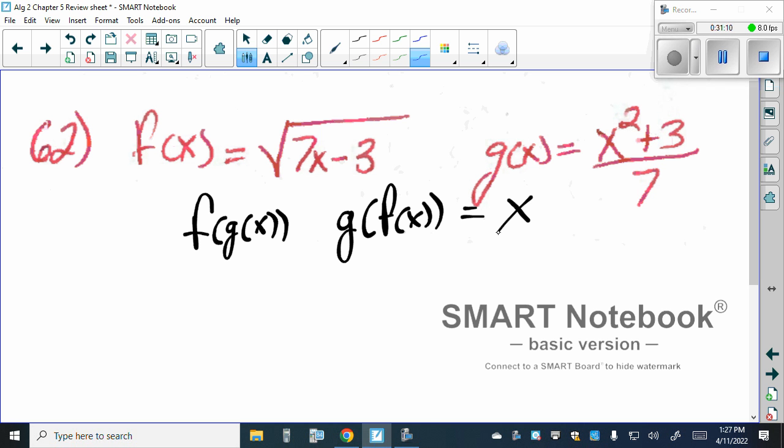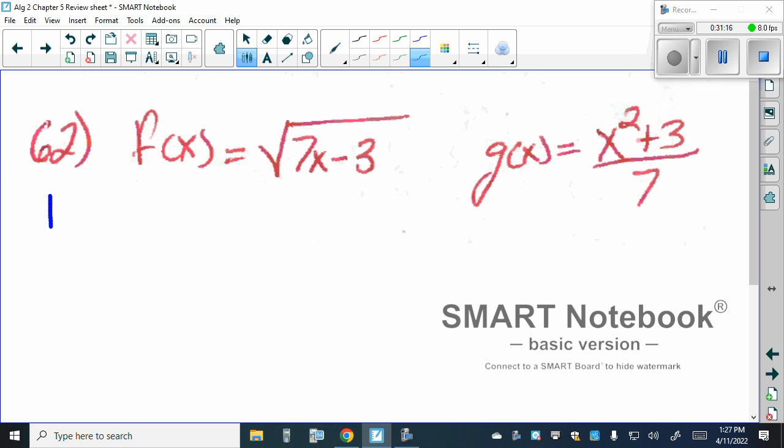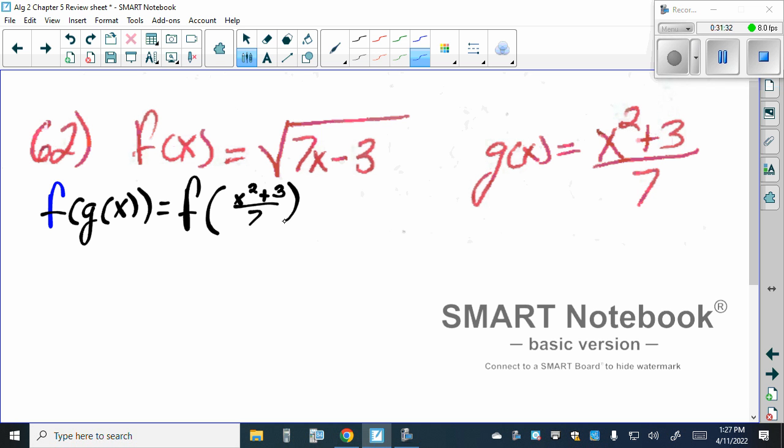And we can look at this one here. The first one we want to look at for this is f of g of x. Now for our function here, g of x is our x squared plus 3 divided by 7. And we're going to replace g of x with its function. Now we're going to plug this into f of x, which would give us 7 times our x squared plus 3 divided by 7 minus 3.